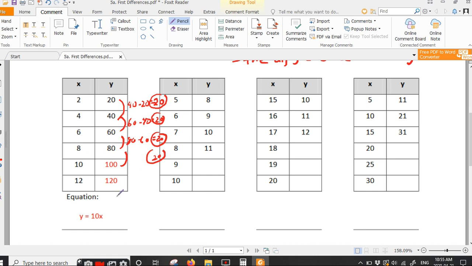Now, the only issue is this. So, ignore this for a second. The only issue is this. So, y equals 20x.